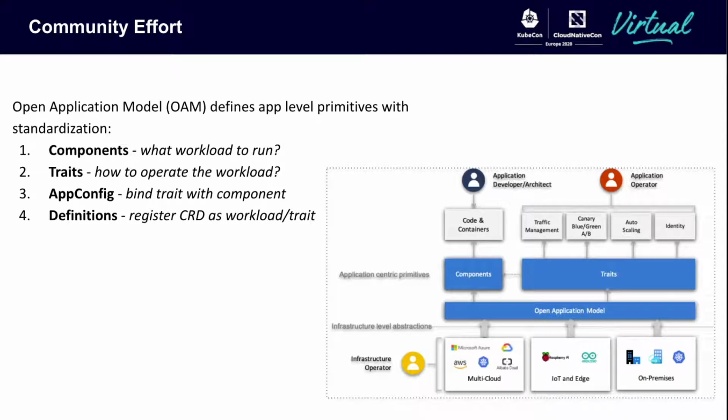The third concept is application configuration. This is a YAML file to explicitly bind traits to certain components. So you clearly know the topology of your application, instead of tracking them by, for example, labels or some other kind of unstructured approaches. The last but most important, the definitions.